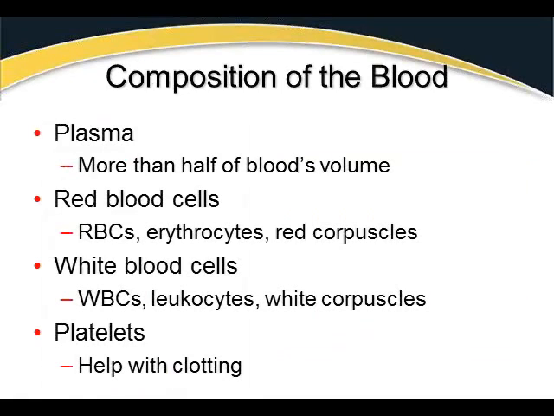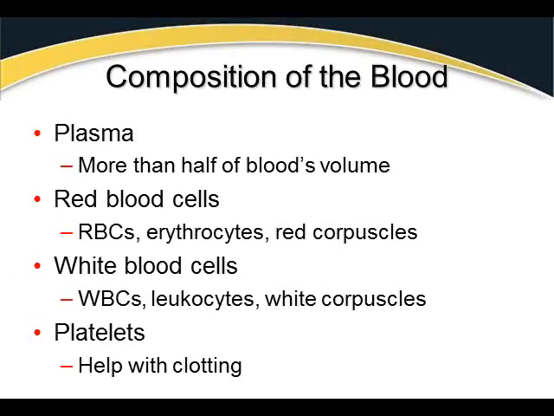The composition of blood. Plasma is more than half of blood's volume. It is a thick, soupy substance, kind of like an uncooked egg white. The red blood cells are the erythrocytes. They're the transport agents. They transport the oxygen, the carbon dioxide occasionally, and some of the nutrients to the end organs or the cells that need them.